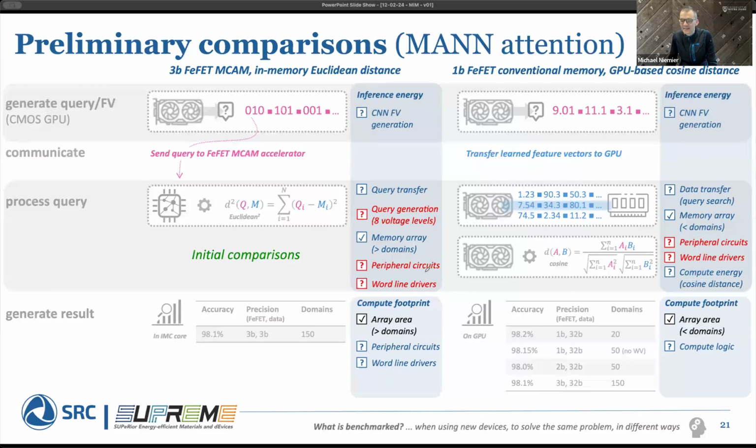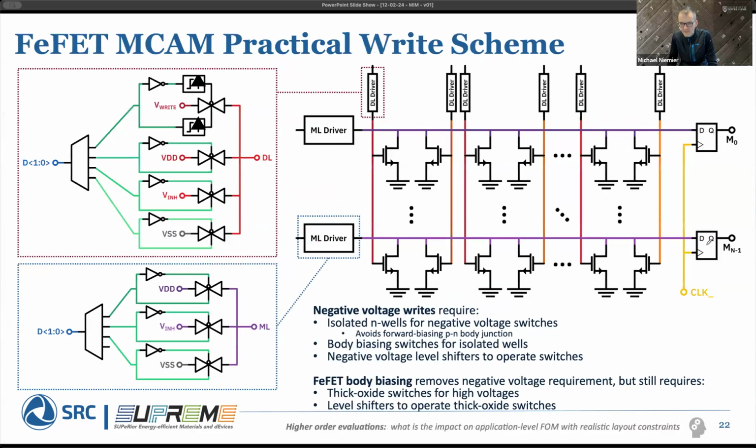So real quick, comparing FEFET MCAM to a FEFET conventional memory, that prior analysis did not consider things like peripherals in either instance. So now let's go ahead and do that. I'm not going to go into the details of this, but here are some of the overheads that we need to practically consider. If we wanted to have a negative voltage, say to do a reset pulse, we would have to consider isolated N wells. We actually opted for a body biasing scheme to remove this requirement. But the caveat there is that you still need these high oxide or thick oxide transistors, which are larger. You need level shifters to operate them, and so on. That's going to introduce area overhead.